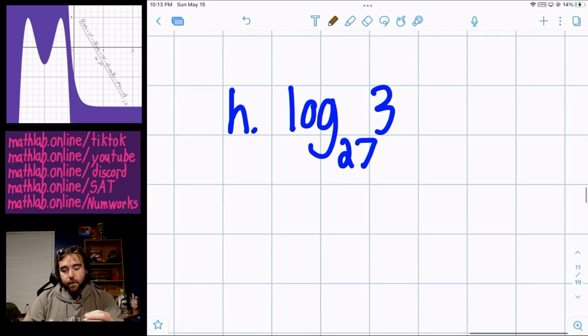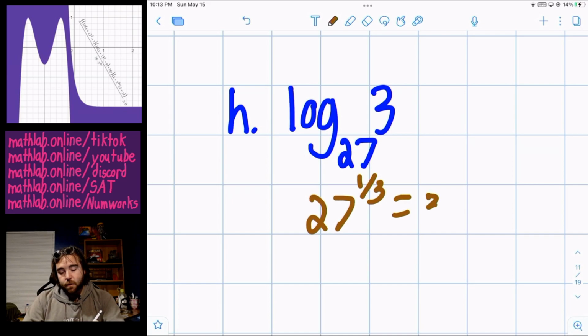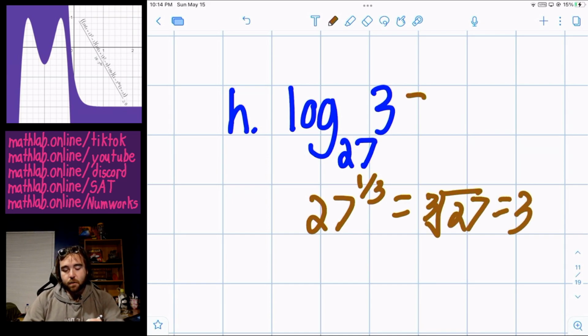And then the last one, here you've got to do the cube root. 27 to the 1/3 is the cube root of 27, which is 3. So this is 1/3.